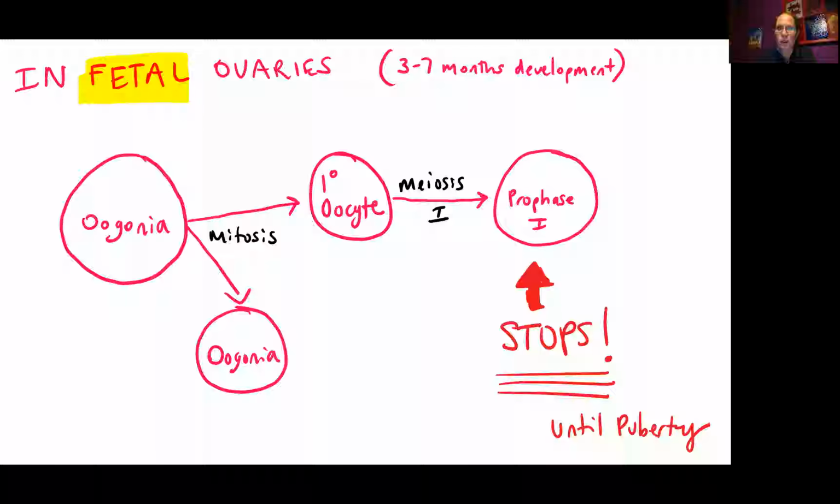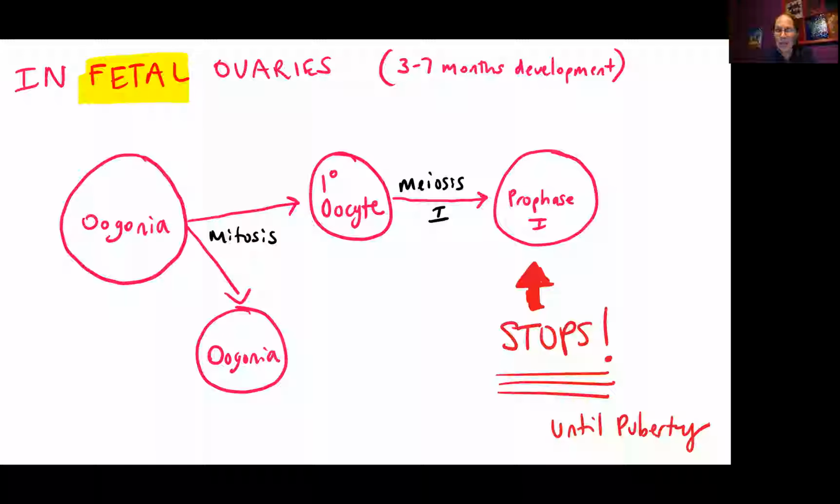And then you're going to have a cell that's going to go through meiosis. So that's called the primary oocyte. Meiosis 1 actually starts in this little tiny fetal ovary, but it stops at prophase 1. So we start meiosis 1, but we don't complete it. And no completion is going to occur until puberty starts up. So that little baby girl is born with all of her primary oocytes frozen in prophase 1.